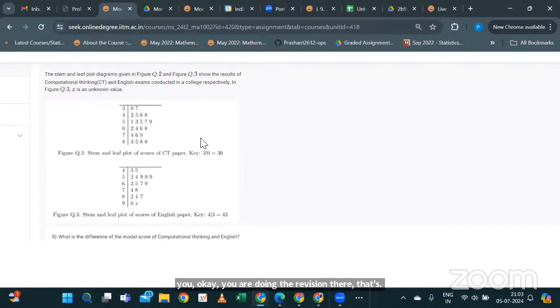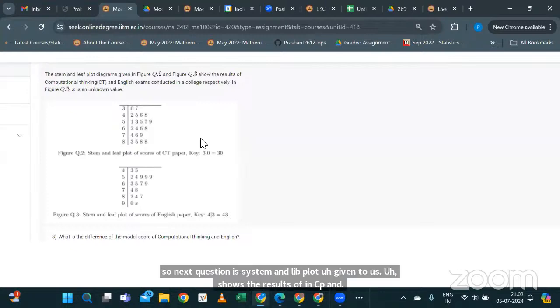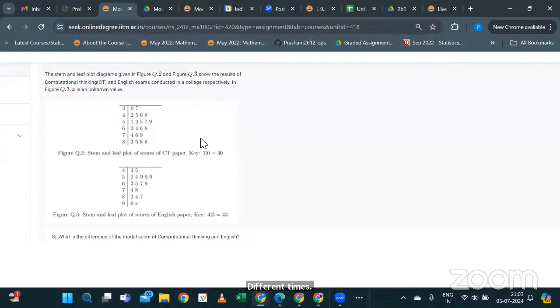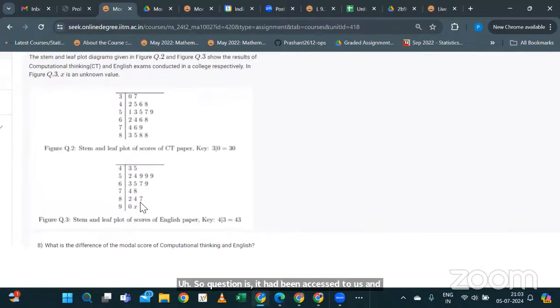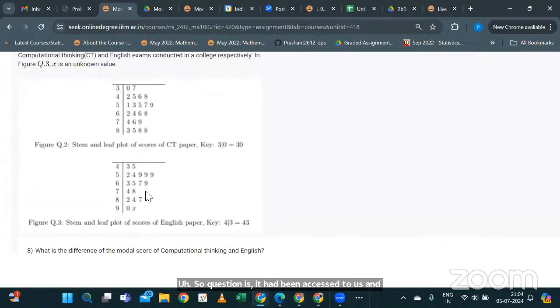Okay, so the next question: the stem and leaf plot given to us shows the results of CT and English exams. X is unknown to us. We don't know what X is. It may be 91, it may be 92. That is something we have to see, but it depends on the question.